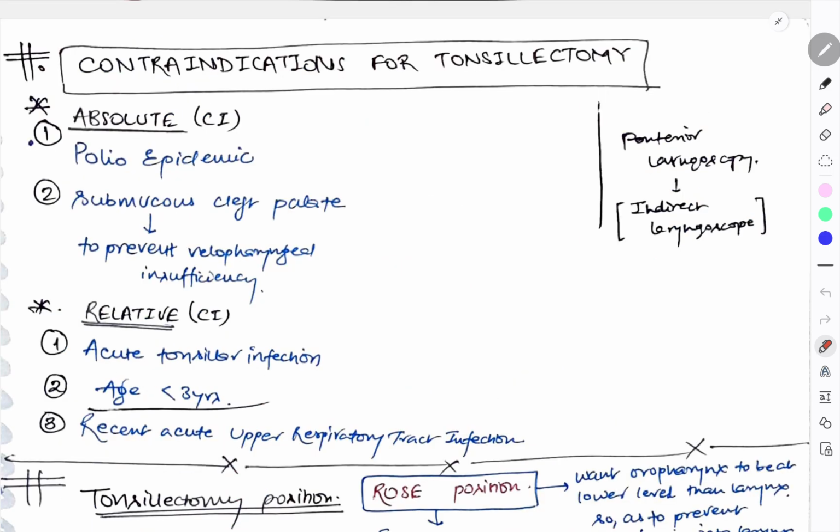What are the contraindications for tonsillectomy? In the same way we have absolute contraindication and relative contraindication. Absolute contraindication is polio epidemic. In case of polio epidemic, tonsillectomy is contraindicated, and also submucous cleft palate. In case of submucous cleft palate, to prevent velopharyngeal insufficiency, tonsillectomy is contraindicated.